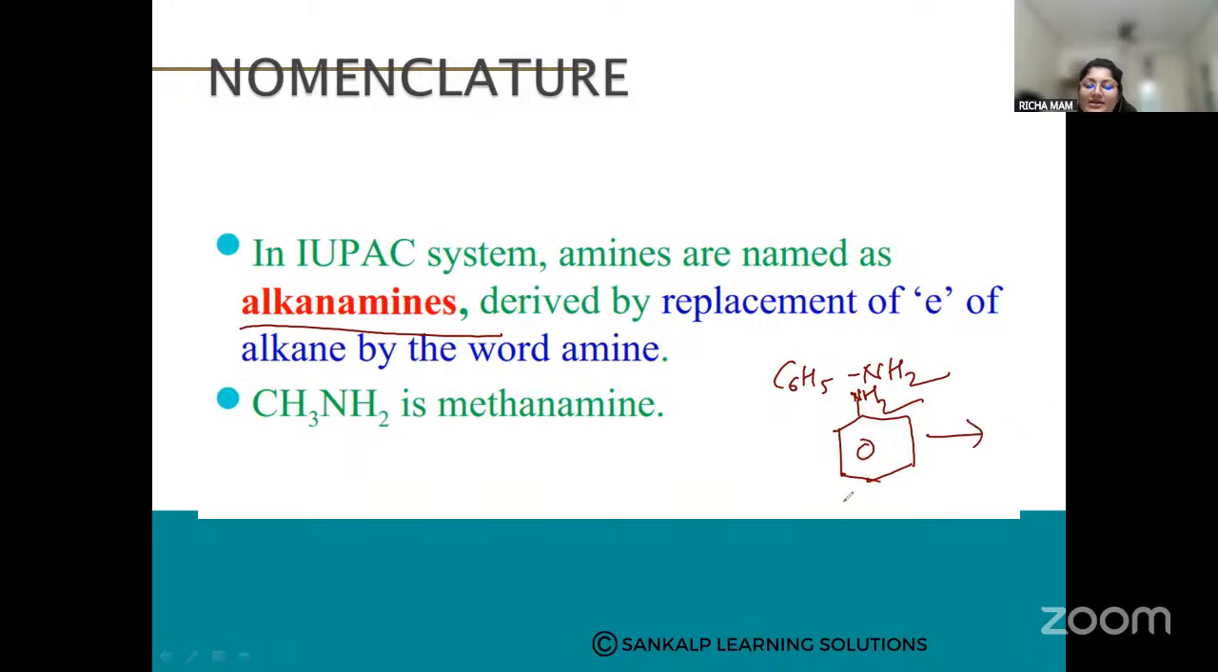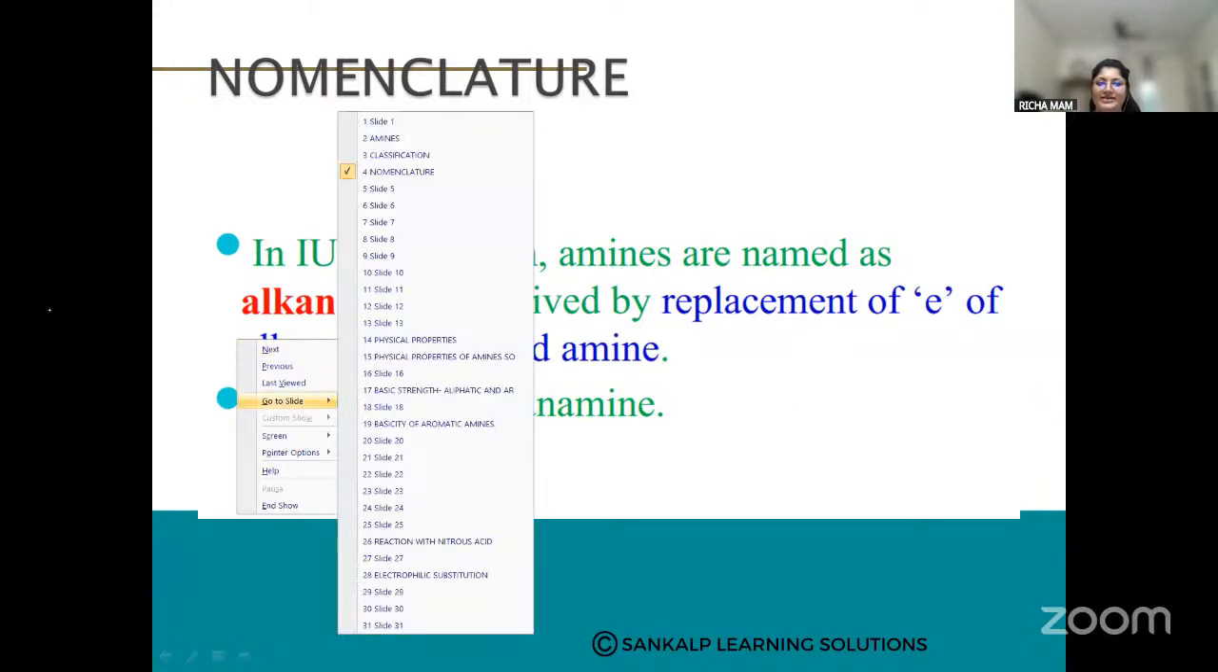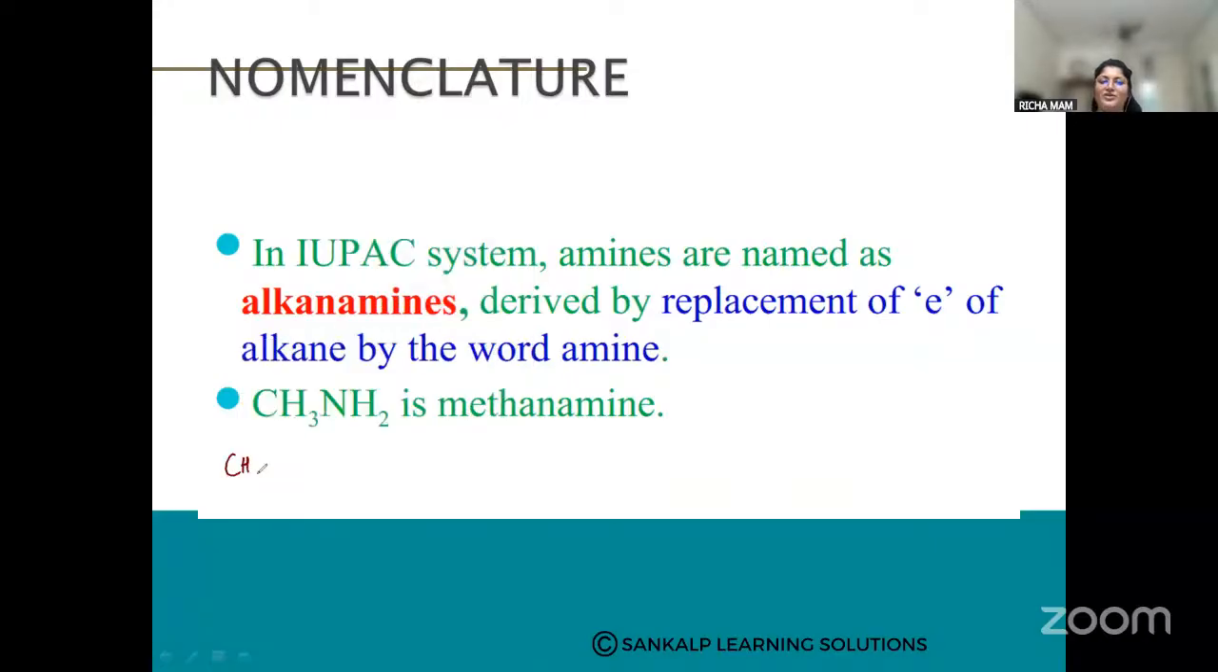This is also accepted as an IUPAC name, or it is written as benzenamine. The E of the alkane is replaced by amine. So like this, you are going to name the compound. Is it clear? In the IUPAC system, amines are named as alkanamines, where the E of the alkane is replaced by amine. Let us see examples. Here you can see CH3NH2. The name is methanamine.